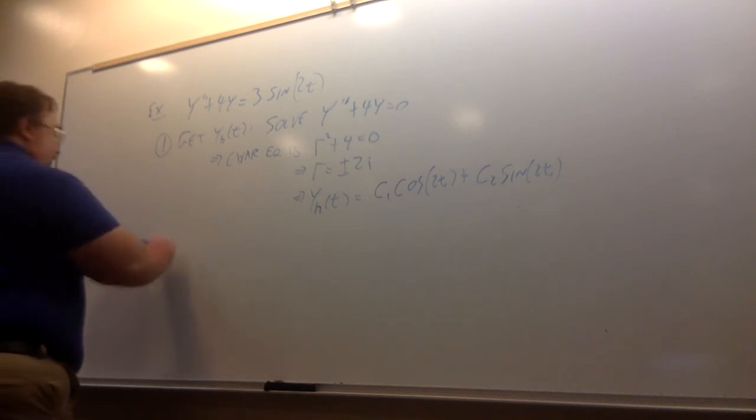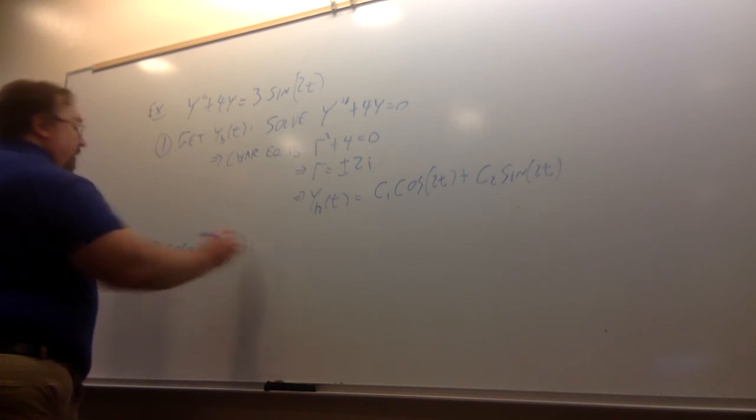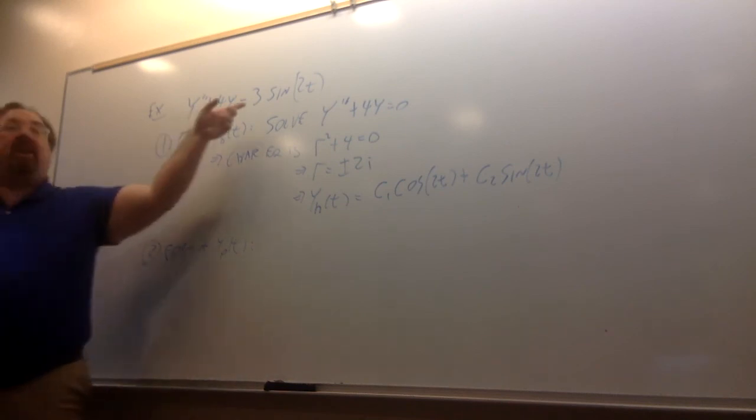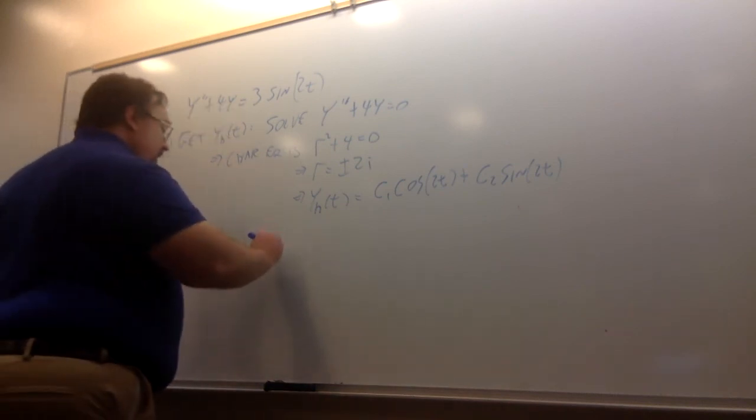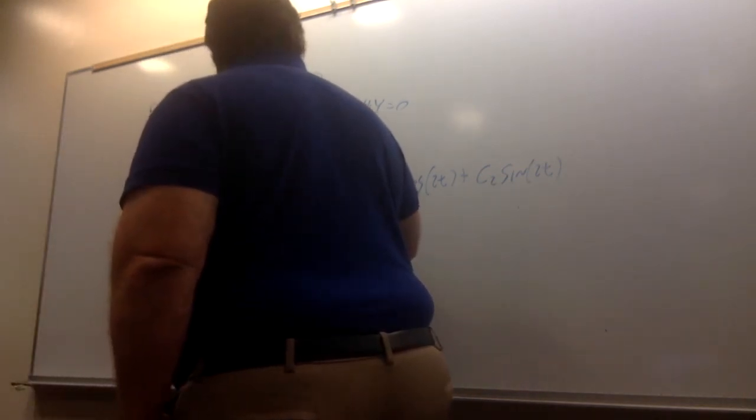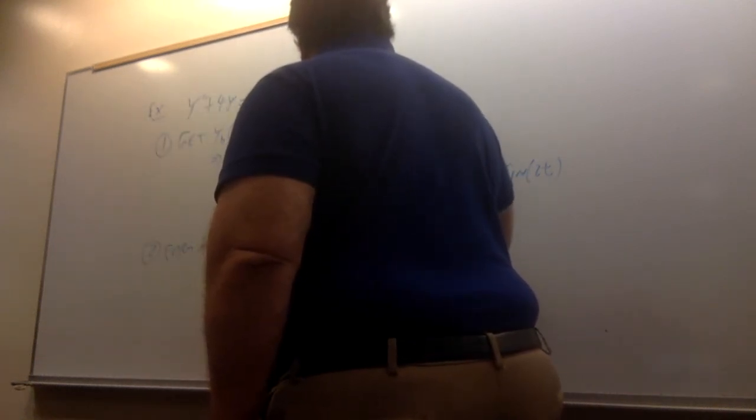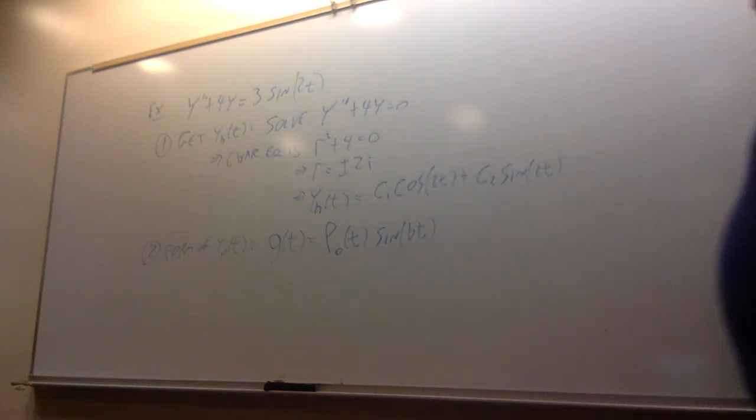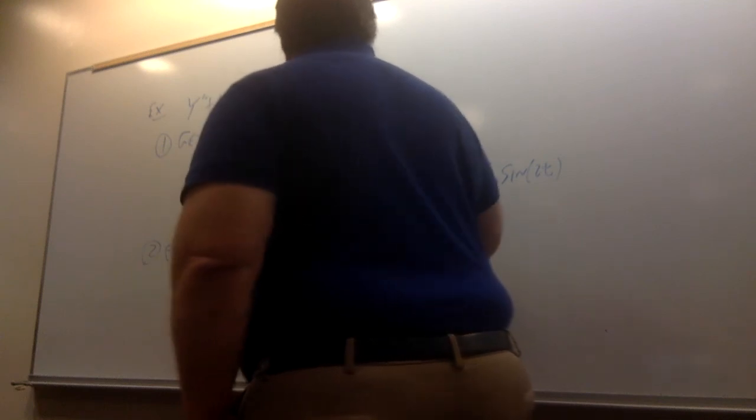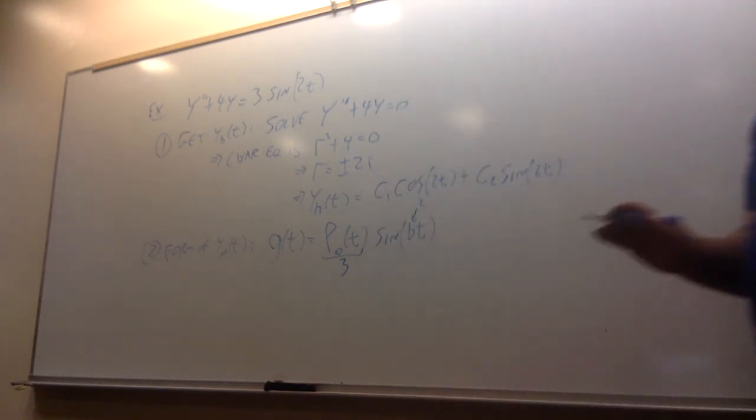So then we have the form of a particular solution we need to figure out. In this case, we have a sine times only a constant. So we have a polynomial of degree 0, which is a constant, times sine of bt, and there's no exponential. So this is the 3, and the b is the 2. So that's the pattern that it fits.